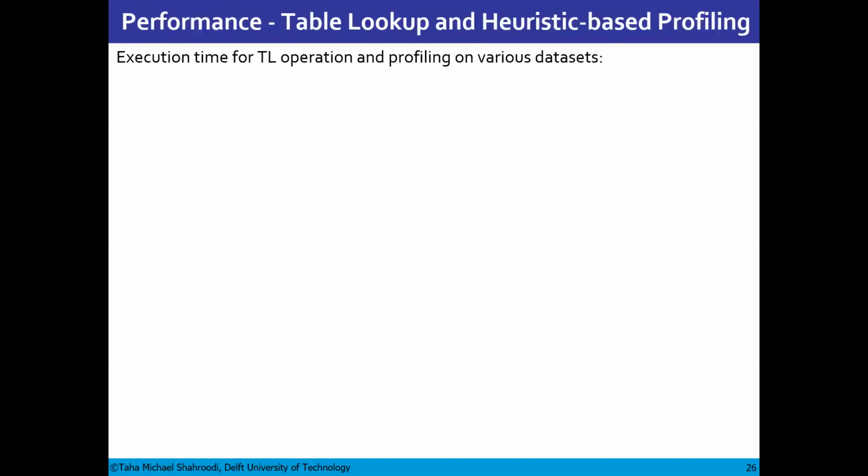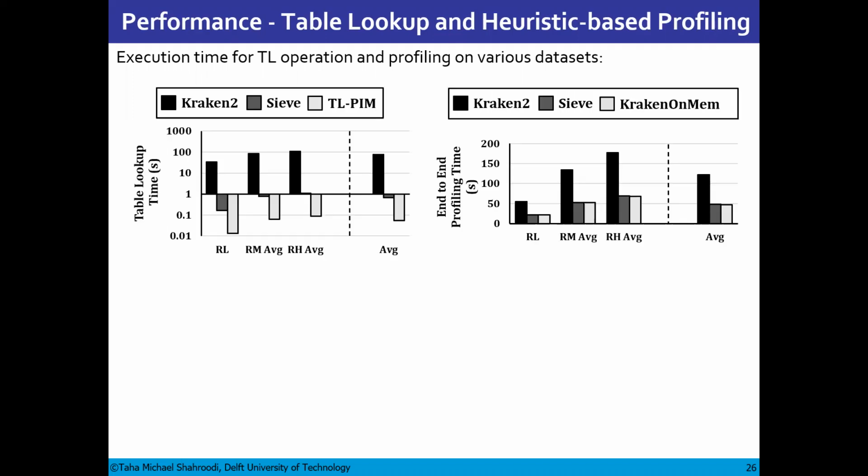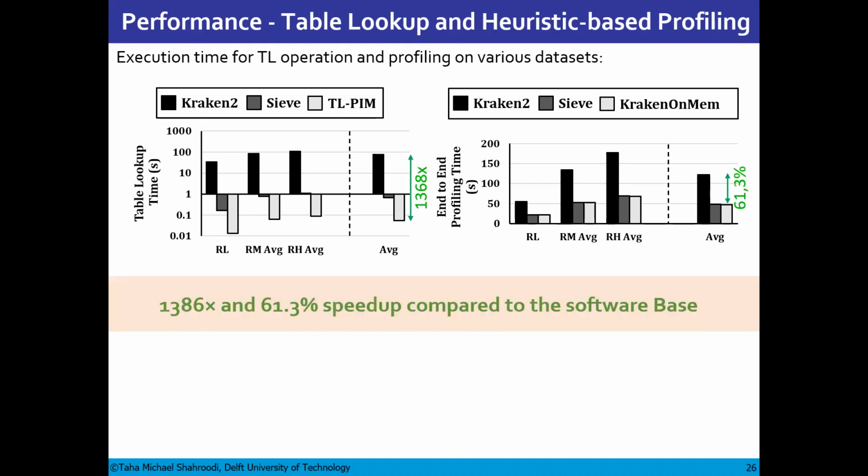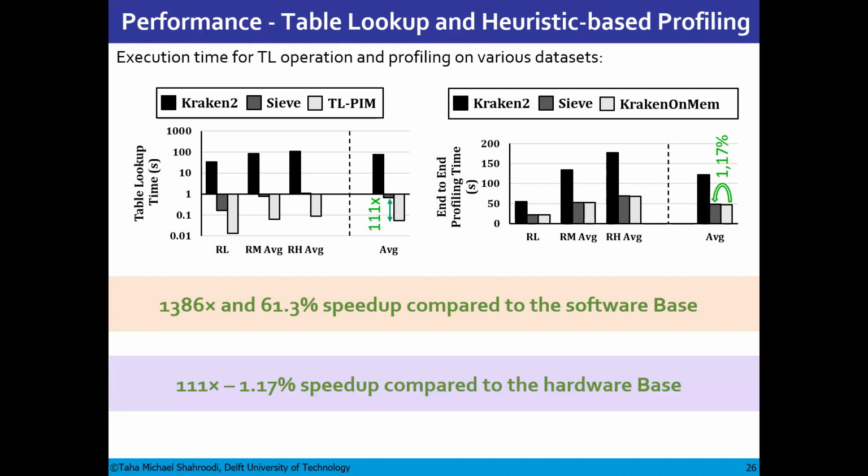We analyzed the benefit of TLPIM and KrakenOnMem for 3 real metagenomics datasets. We show these benefits in software and hardware designs in this figure. TLPIM and KrakenOnMem provide on average more than 1,300 times and 61% speedup for table lookup and end-to-end profiling respectively, compared to the software baseline. They also provide on average more than 110 times and 1% speedup for table lookup and end-to-end profiling respectively, compared to the hardware baseline.